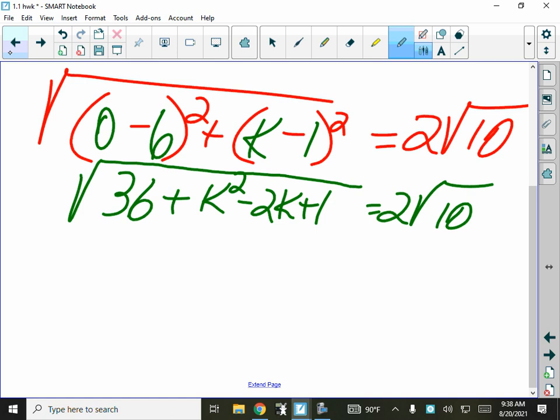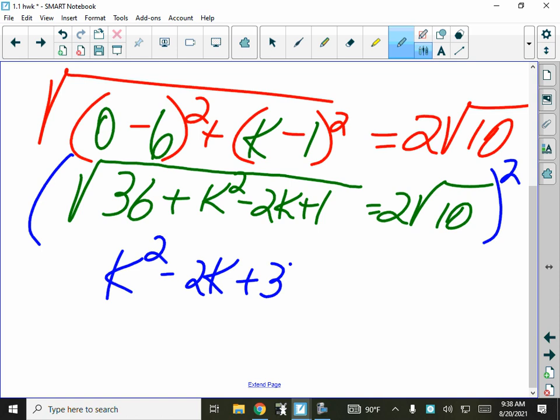I totally agree that this is very bad math. I totally agree we're going to square both sides. That's not legal lingo, but it's okay. This side's going to become k squared minus 2k plus 37. How do you square 2 square root of 10?